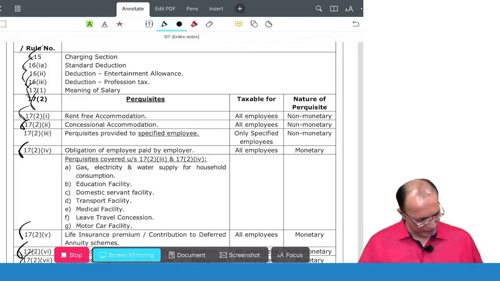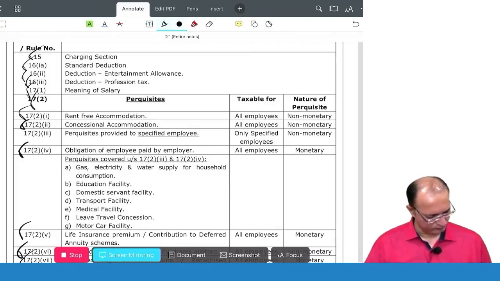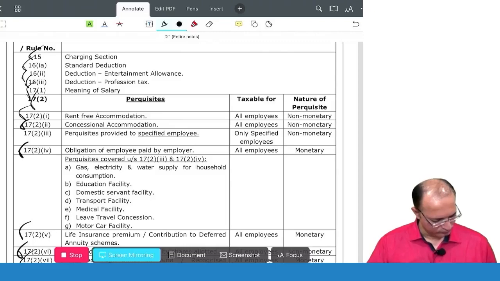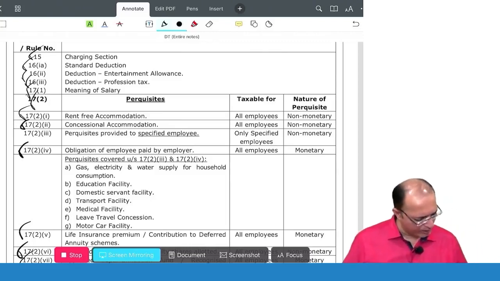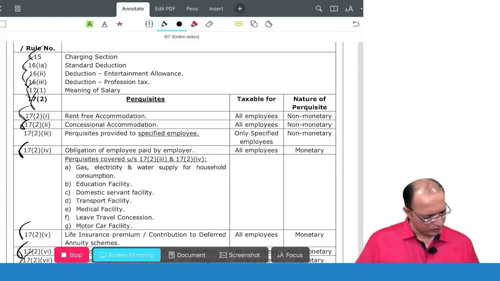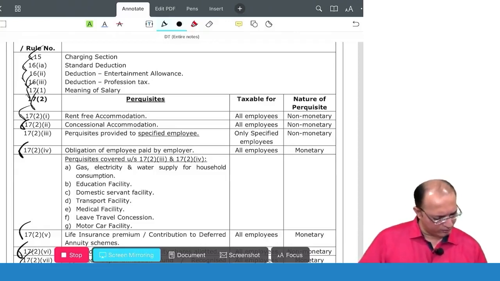Yes, are you understanding? In the question the car is transferred on 14th, so the year is not completed. So we have not taken depreciation. But if it is transferred on 15th, the year will get completed.